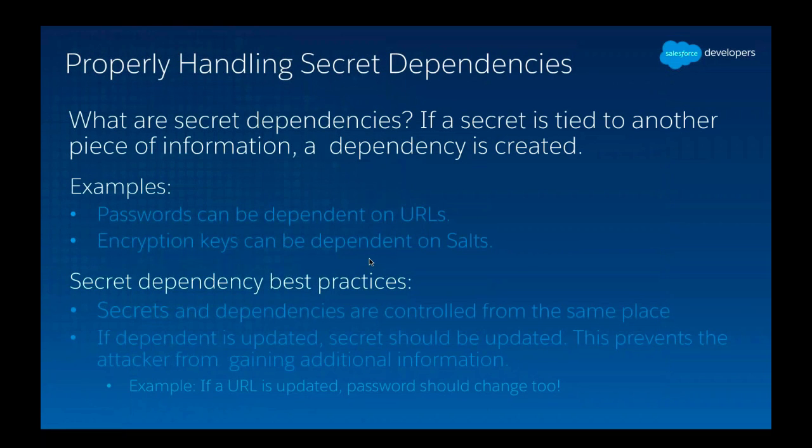Properly handling secret dependencies. If there are dependencies on the secret, like there is a secret and a corresponding URL, then when the user changes the URL, the secret should also be changed. The user shouldn't be able to change only the URL while the secret is still there, because then the secret will be sent to a new URL. I'm going to show you in the demo what I mean by that. When there are secret dependencies like a password and URL, both should be changed simultaneously, and the user shouldn't be able to change just one of those two.